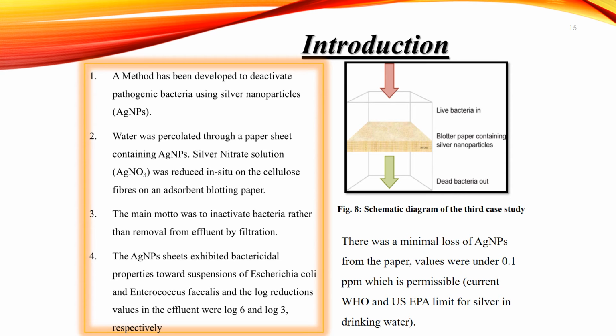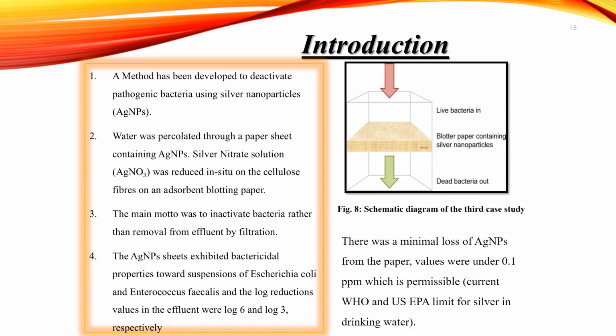This method was developed to deactivate pathogenic bacteria using silver nanoparticles. Silver nitrate solution was reduced in situ on the cellulose fibers of adsorbent blotting paper. The main motto was to inactivate the bacteria rather than remove them from the effluent by filtration. The AgNP sheets exhibited bactericidal properties towards suspensions of Escherichia coli and Enterococcus faecalis, and the log reduction values in the effluent were log 6 and log 3 respectively.